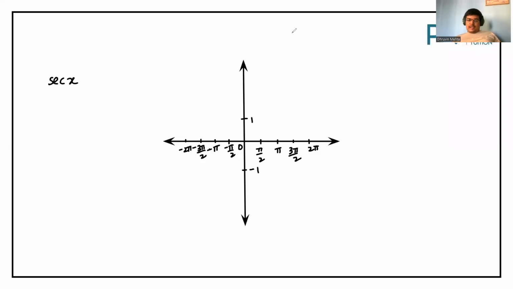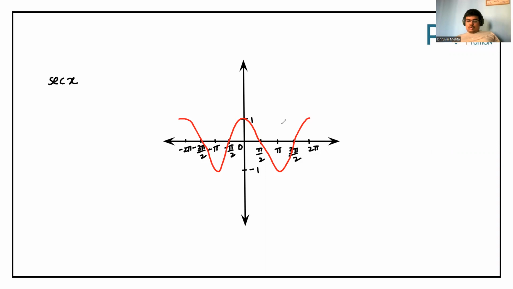So Arush, for sec x, we will first draw cos x and then I will tell you what is to be done. So I'm drawing the graph of cos. So this is the graph of cos.